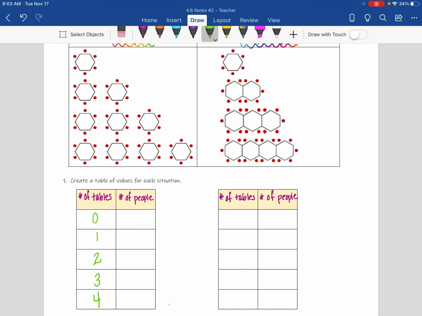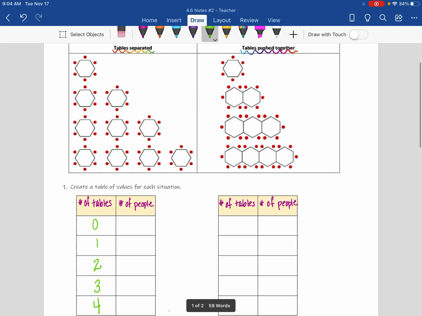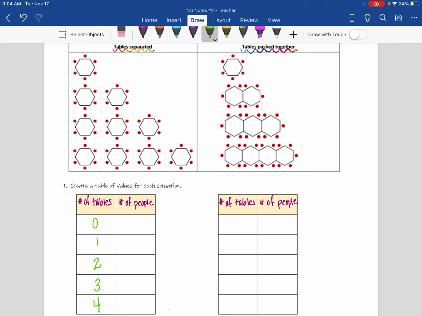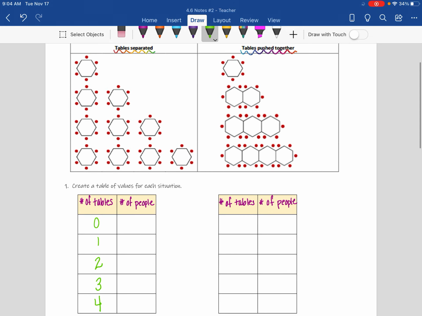And then I'm just going to look at the diagram above, and I'm going to look at one table in the pushed apart or table separated version. And it looks like I have 6 people at one table. If I have 2 tables, I have 12. 3, I have 18. 4, I have 24.